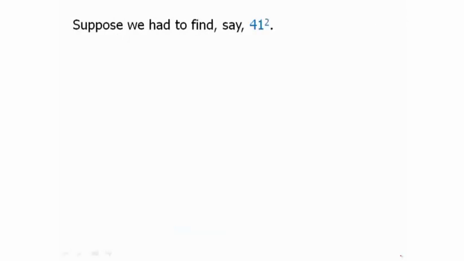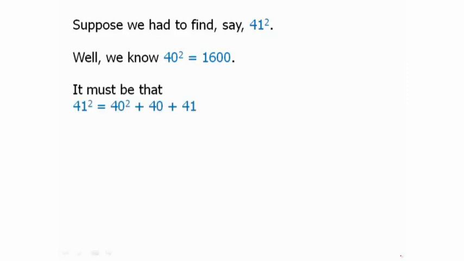Suppose we had to find, say, 41 squared. Well, of course, 40 squared is 1600. That's very easy to find. Once we have that, 41 squared would have to be 40 squared plus 40 plus 41. So that would be 1600 plus 40 plus 41. That would be 1681. Very easy to do even without a calculator.